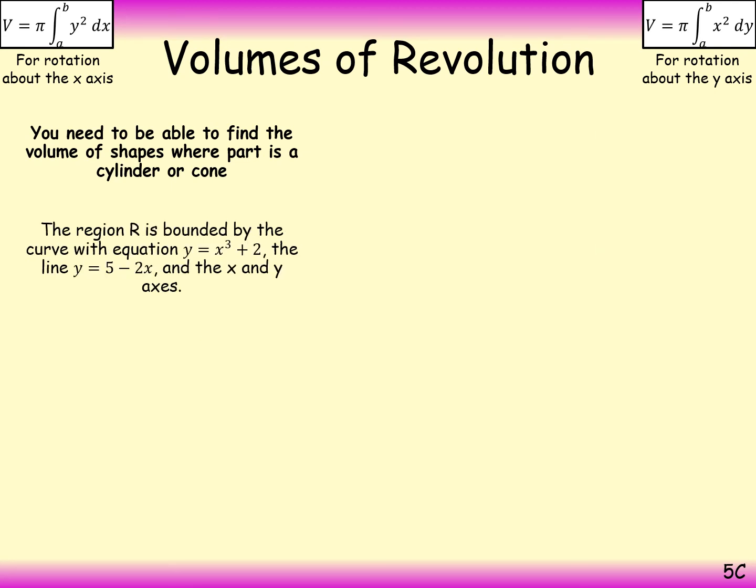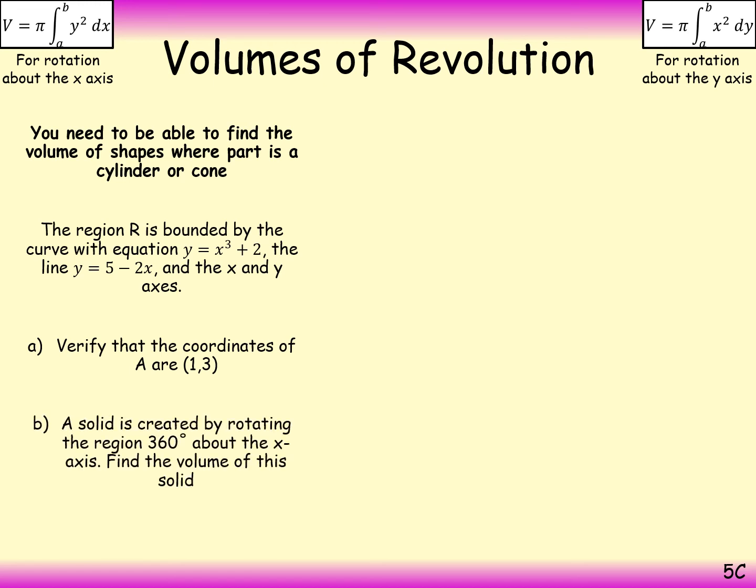So let's have a look at this question here. It says the region R is bounded by the curve with the equation y equals x cubed plus 2, and the line y equals 5 minus 2x, and the x-axis and the y-axis. It says verify that the coordinates of A are 1, 3. A solid is generated by rotating the region 360 degrees about the x-axis. We're going to find the volume of the solid.